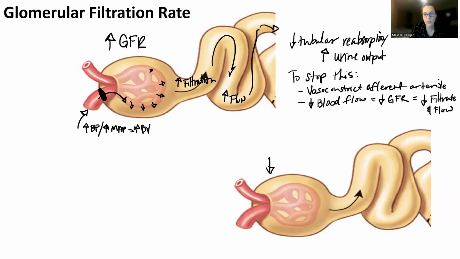Let's say we decrease glomerular filtration rate. Okay. So again, if we're decreasing glomerular filtration rate, usually what that means is blood pressure or mean arterial pressure has decreased. A lot of times that's because there's a decrease in blood volume. So like you're dehydrated, you're bleeding out, something like that.